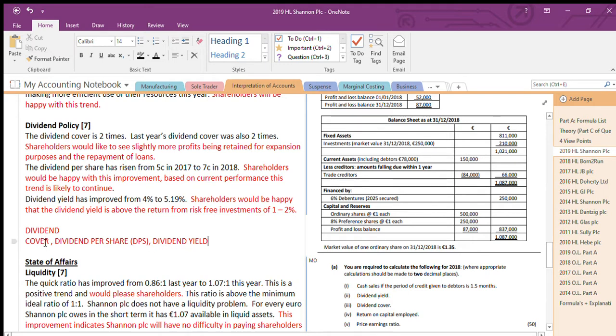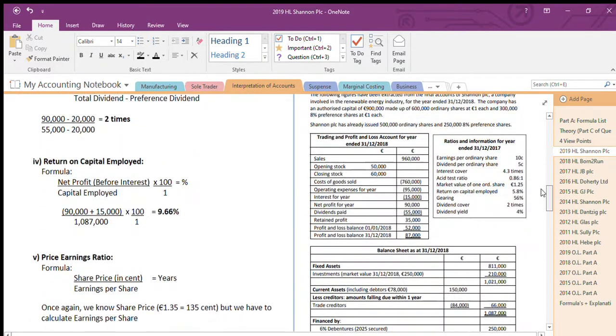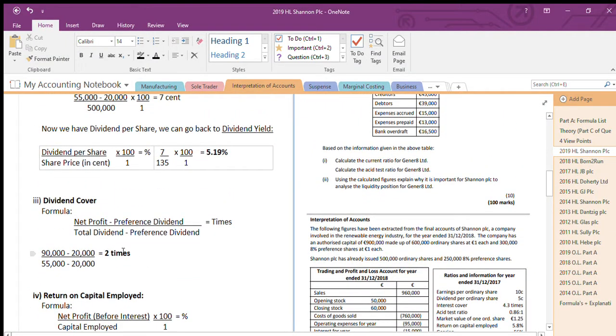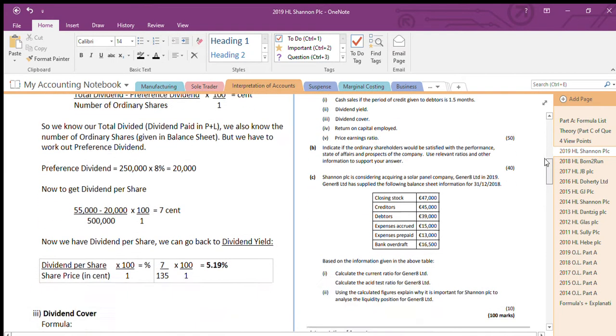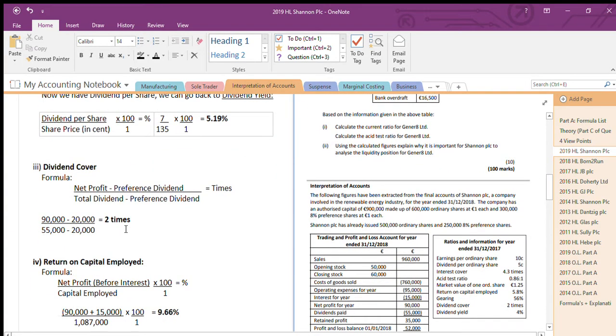So I have my dividend cover, I have my dividend per share, and I have my dividend yield. So these are the three formulas. I'm probably just going to comment or highlight what's here, and I'll get you to write down a few things that I want you to write down. So this year we've already calculated up here that the dividend cover was 2 times. They asked you to find the dividend cover in the question. So the dividend cover we found for this year is 2 times.